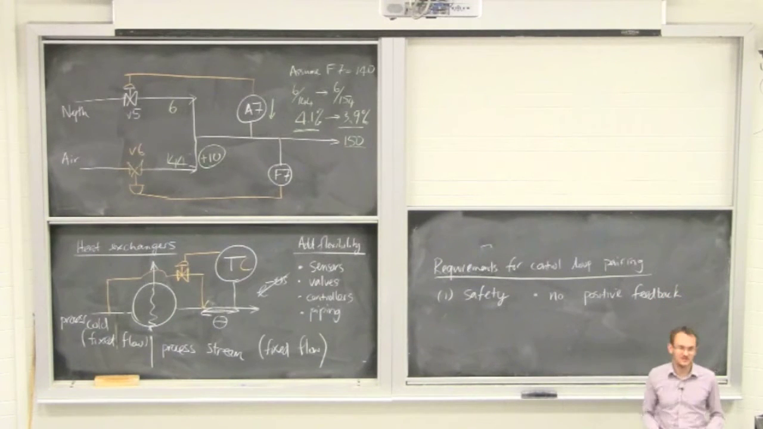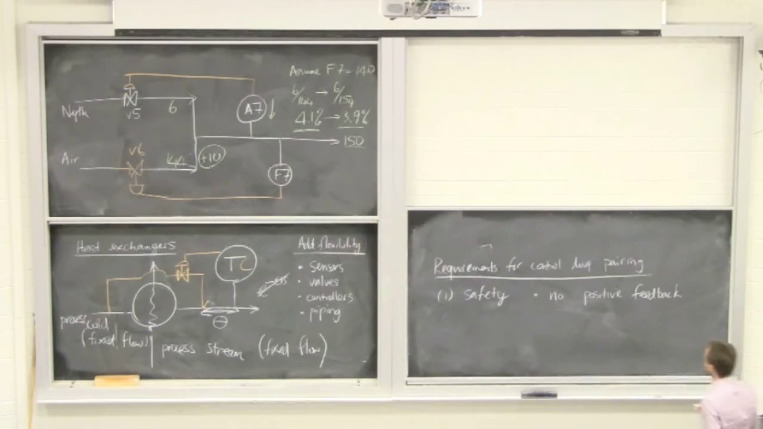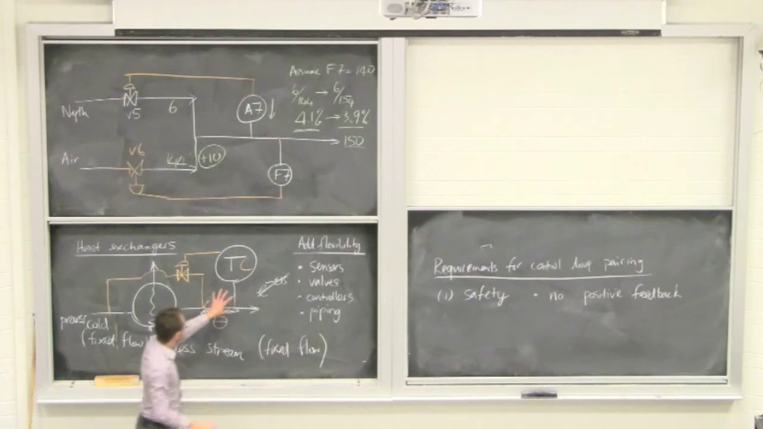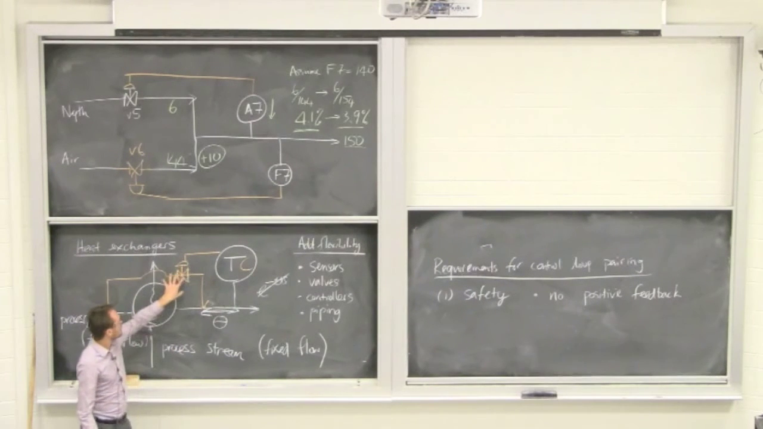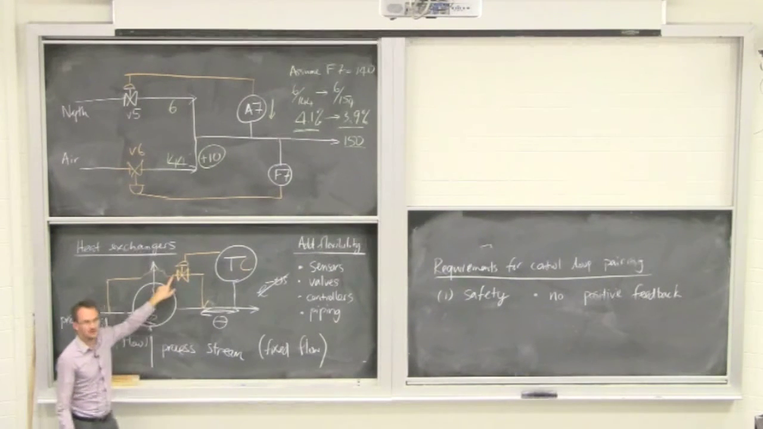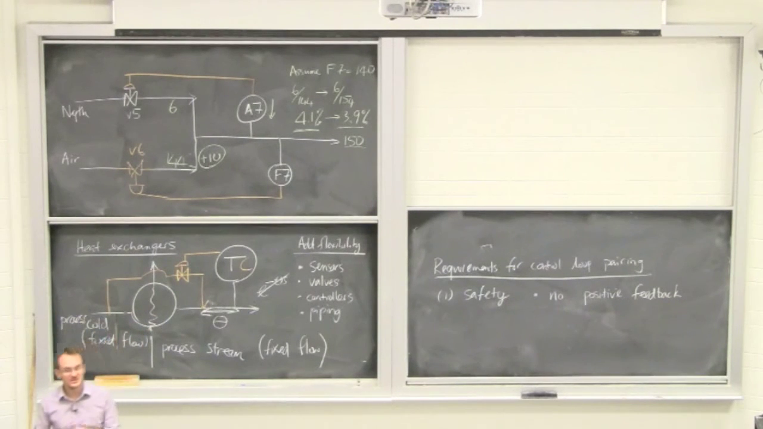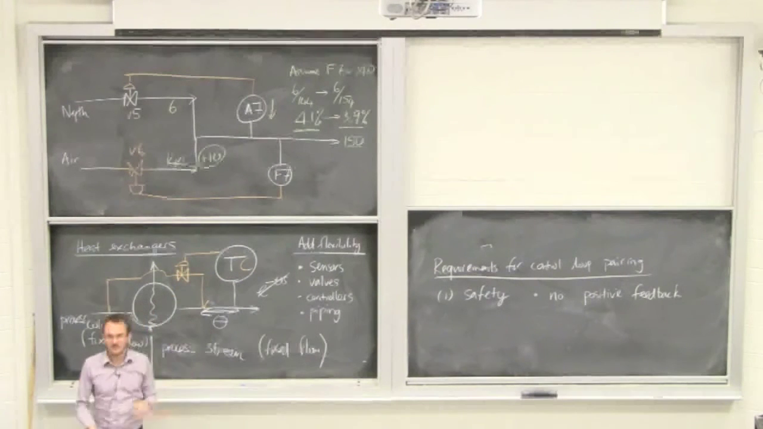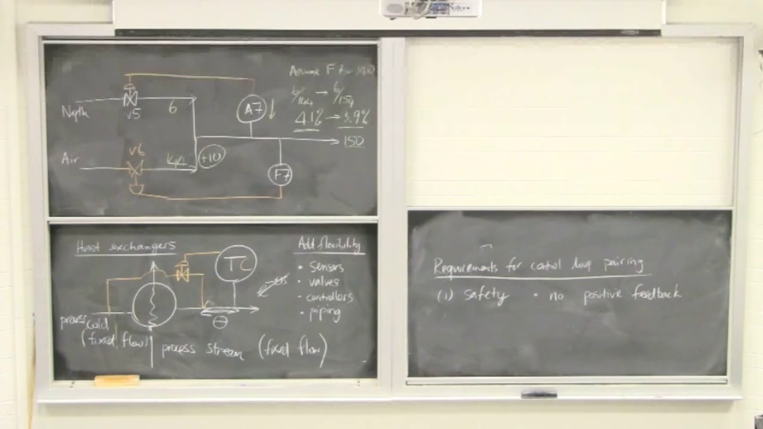What I mean by positive feedback is you don't set a controller gain that does the opposite of what it should be. Remember, the controller gain should always match the sign of the gain of the valve. So here we saw that if this temperature was too high, what do you do to this valve? Open it. A control loop with positive feedback would do the opposite. This temperature was too high, it would close the valve, and then you set up the opposite effect. The control loop becomes unstable.